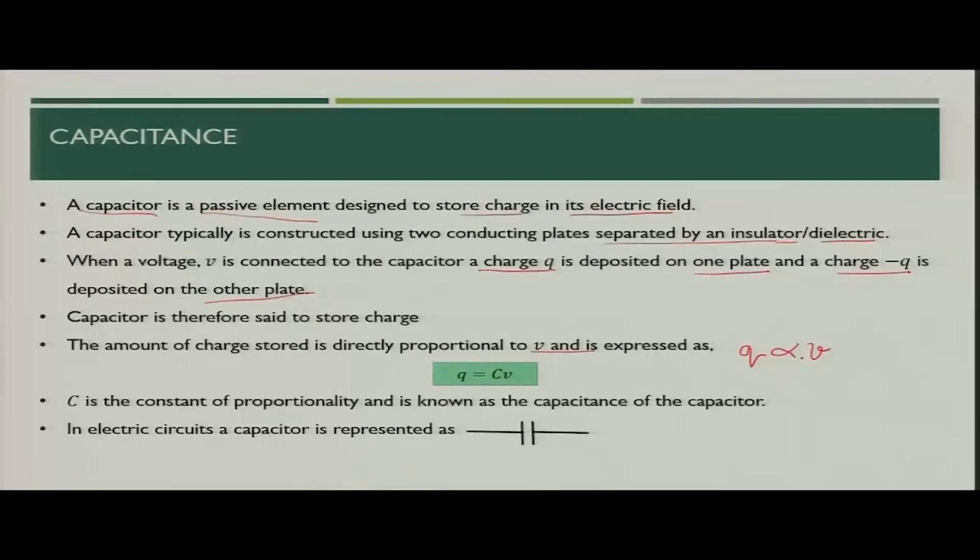Now, you can introduce another proportionality constant, that is called C. So, what is C? C is the constant of proportionality, which is known as the capacitance of that capacitor, and this is represented like this. For that, you just put two parallel lines and then connect them. These two parallel lines represent the plates of the capacitor and these are the connectors.